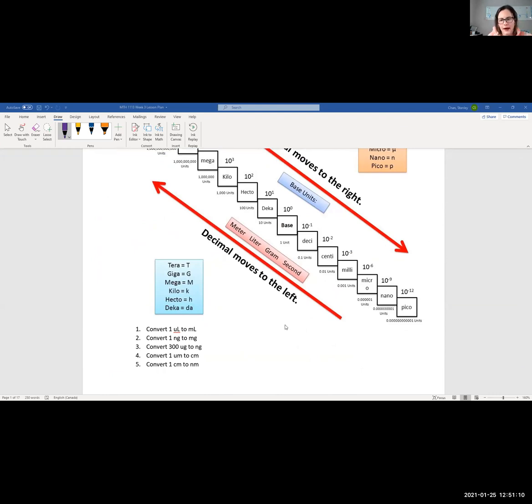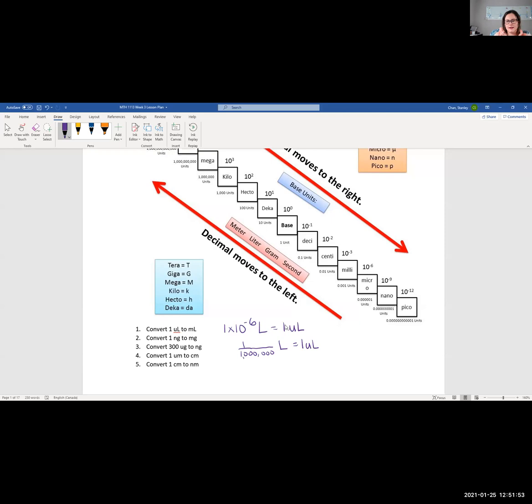So what we have here is 1 microliter, and micro means 1/1,000,000th. If you count the number of zeros here, it's basically 1 divided by 1,000,000. So let me show you how to do this. 1 times 10 to the power of -6 liters equals 1 microliter, right? We could write it that way, or we could say 1 over 1,000,000 liters equals 1 microliter. So it depends on which way you'd like to write it.